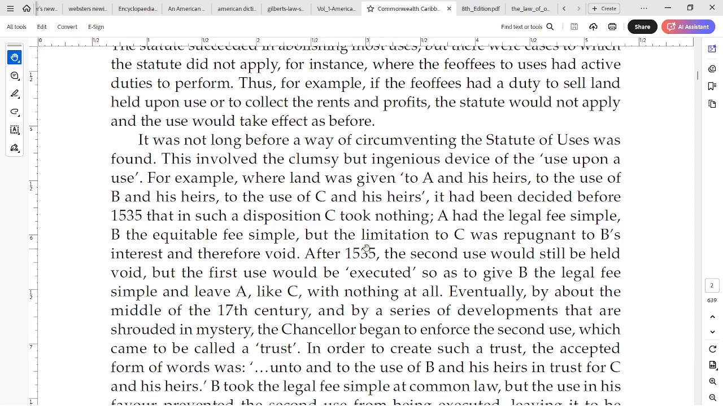So, but the limitation, the restriction out of the extent of an estate, the estate being the land that is held in use for B, this limitation here they talk about is a restriction. So at common law, or due to the king, he would have created a restriction to C. So a restriction out of the extent of an estate, extending the estate from B to C, was restricted. So C was repugnant to B's interests and therefore void.